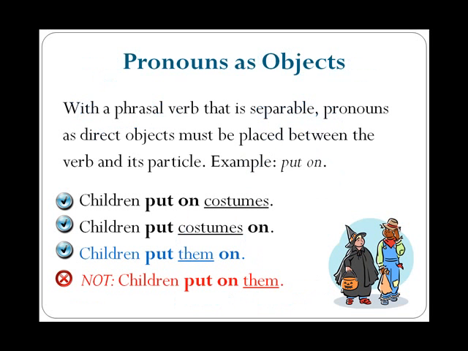One rule about object placement must be stressed. With a phrasal verb that is separable, pronouns as direct objects must be placed between the verb and its particle. We've seen this with put on. It is correct to say children put on costumes, children put costumes on, and children put them on. We cannot say children put on them. The object pronoun them must come between the verb and the particle.